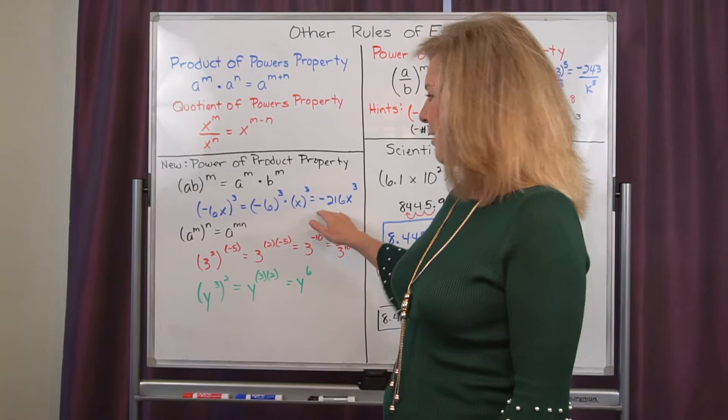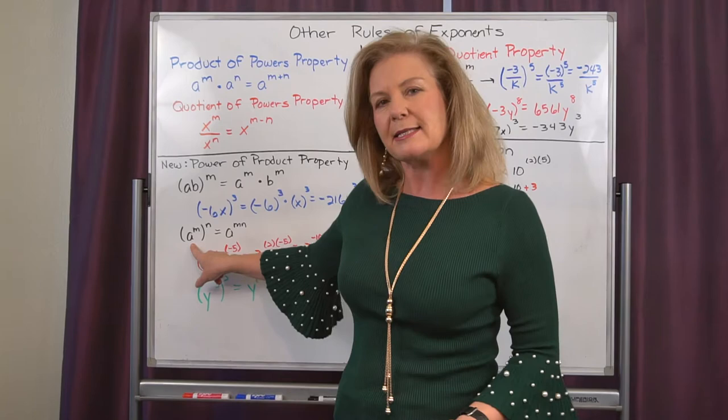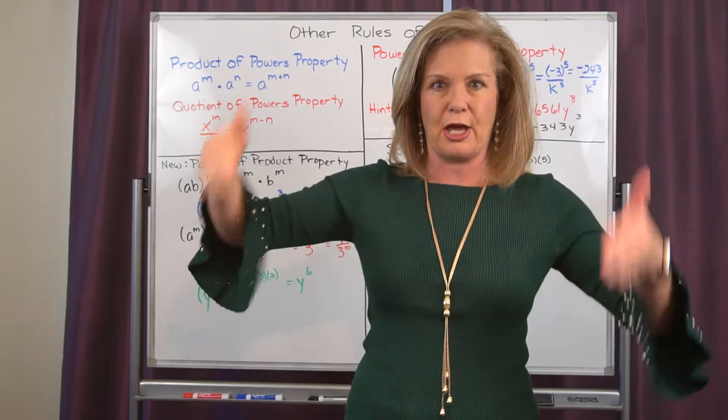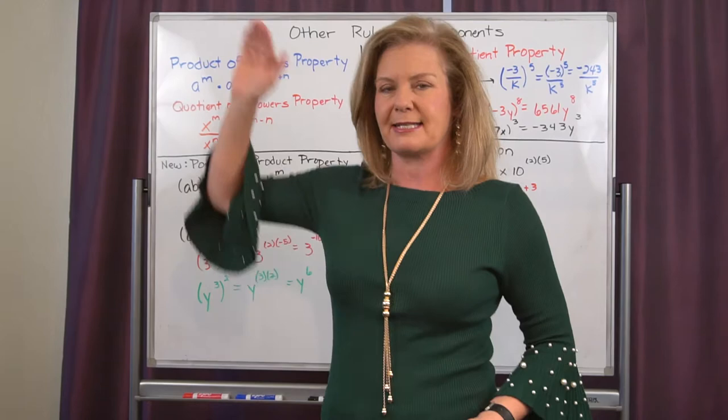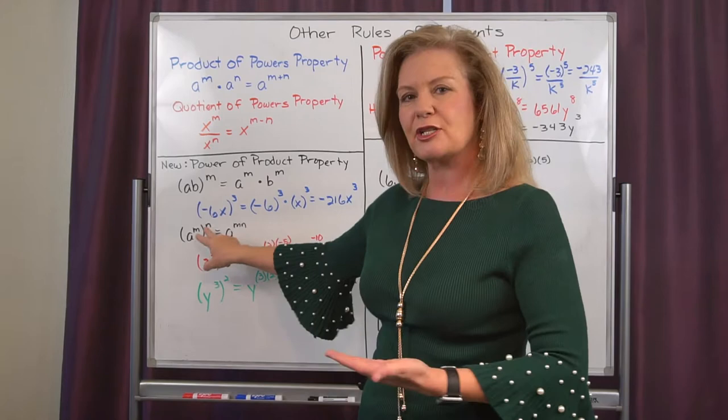Now, sometimes it's going to look a little different. Sometimes we're going to have a number inside the parentheses that already has an exponent, and then we're going to take another exponent to it. So if I had A to the M power, then raised to the N power, the way I work that is I take that A and I actually multiply those two exponents together. So let's actually do this.